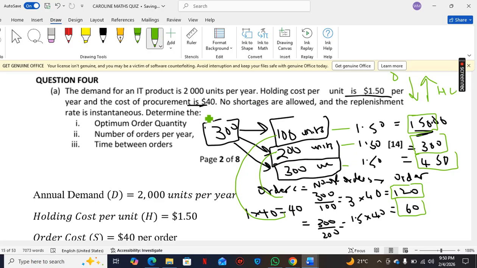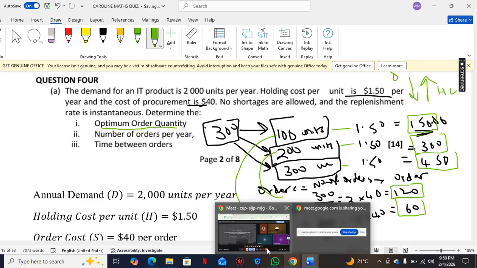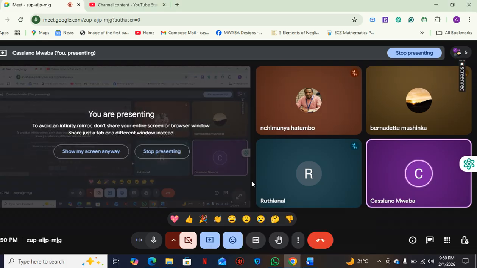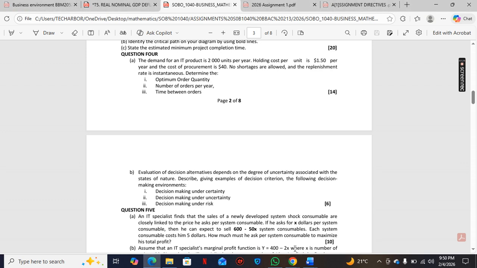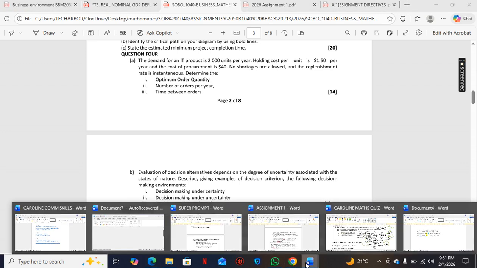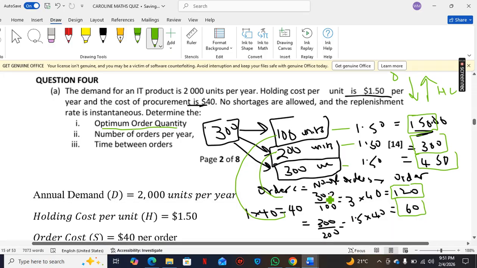So what this optimum order quantity is doing, it's trying to minimize both of these costs, the holding costs and the order costs. Okay, colleagues, that's what this optimum order quantity is trying to do. It's just trying to minimize the ordering and the holding costs, because these costs act in an opposite manner.